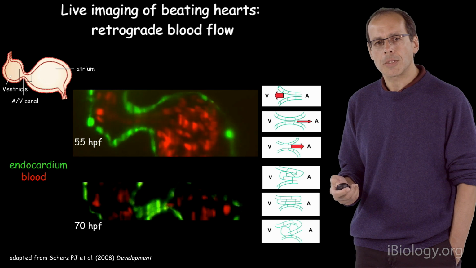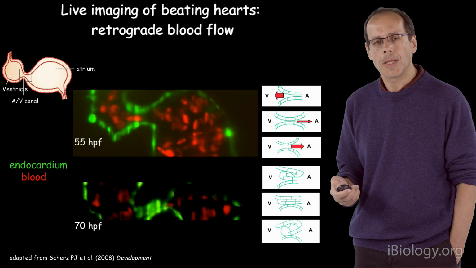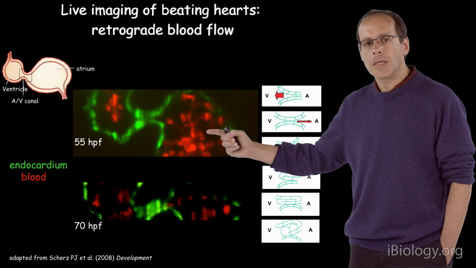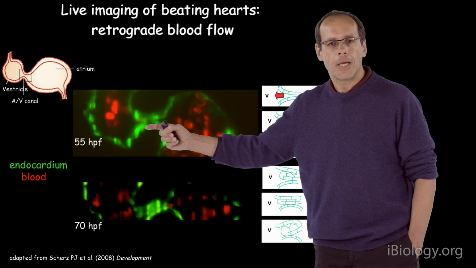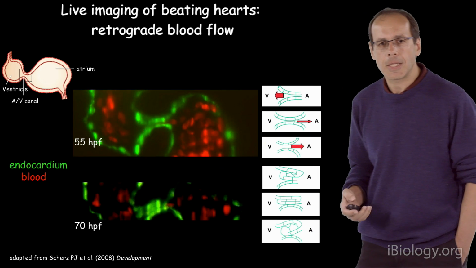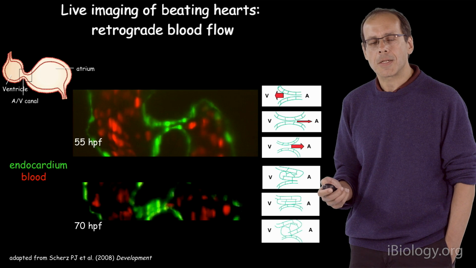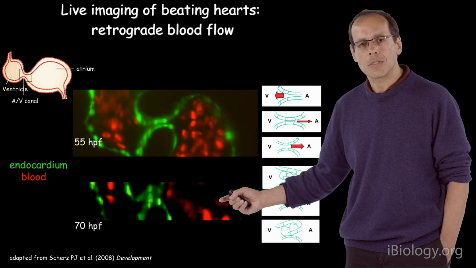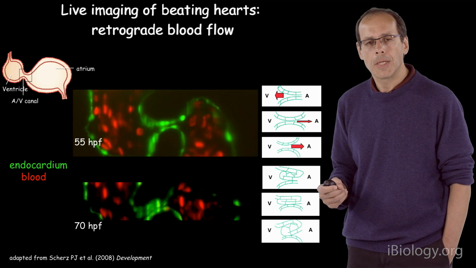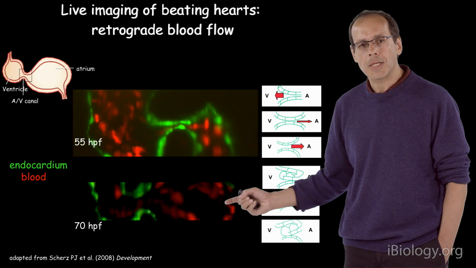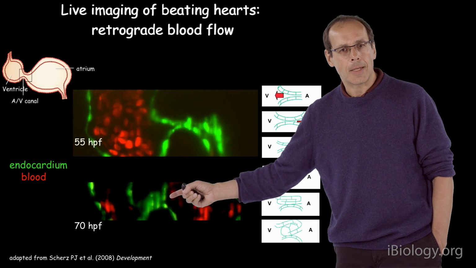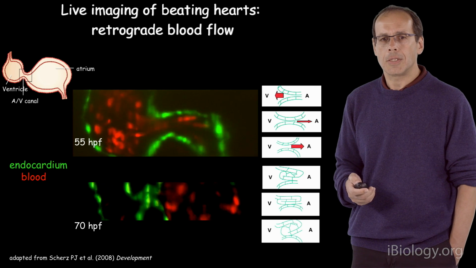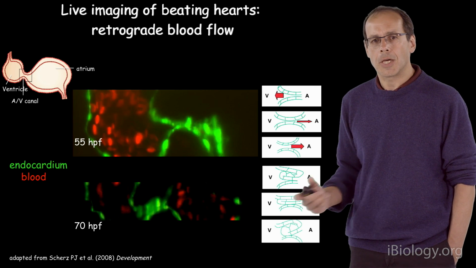As I mentioned, the zebrafish heart starts beating at 24 hours post-fertilization. And you can see at 55 hours, this is the atrium right here, the ventricle right there, and the atrioventricular canal right here. As the ventricle contracts, a few blood cells are moving back towards the atrium. Now, if you look at 70 hours, there's no retrograde blood flow, and you can also notice a thickening of the atrioventricular canal that helps to prevent this retrograde blood flow. The shape of these cells is diagrammed right here.